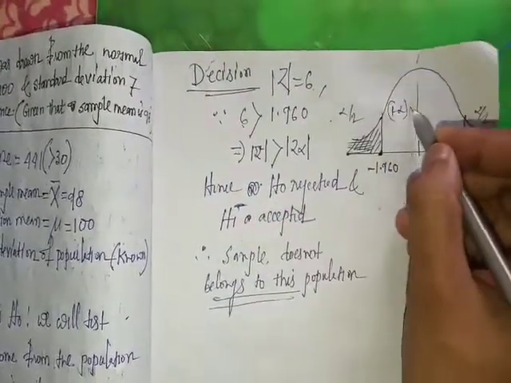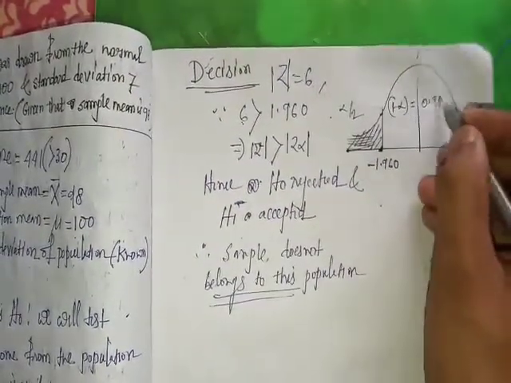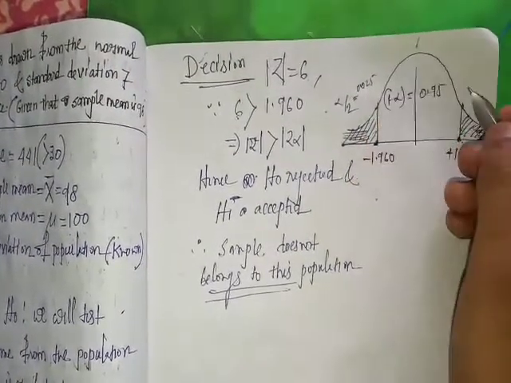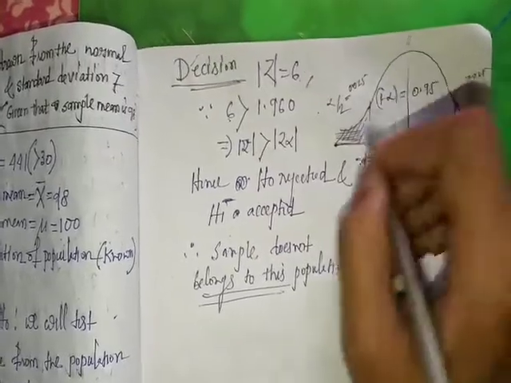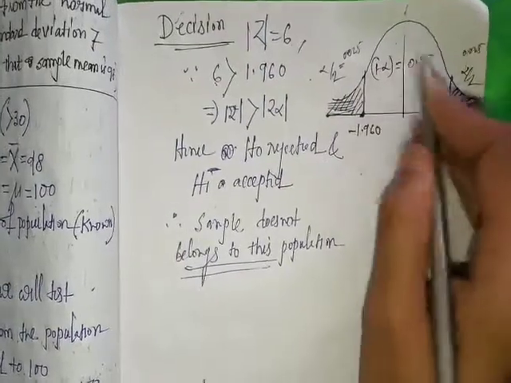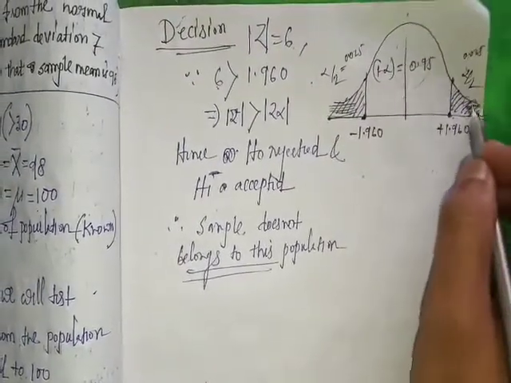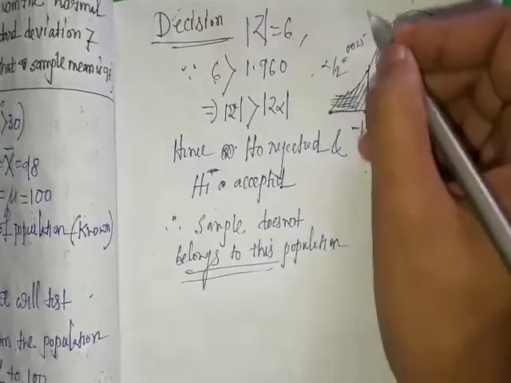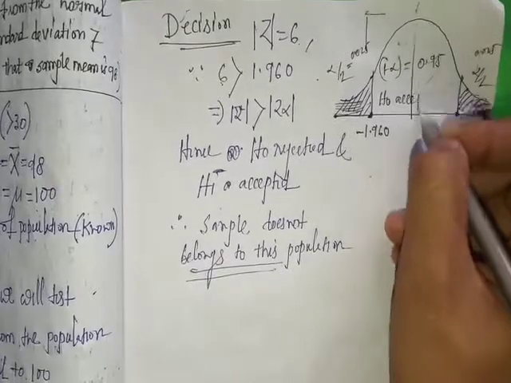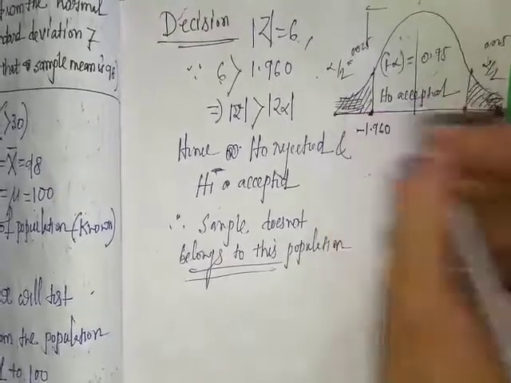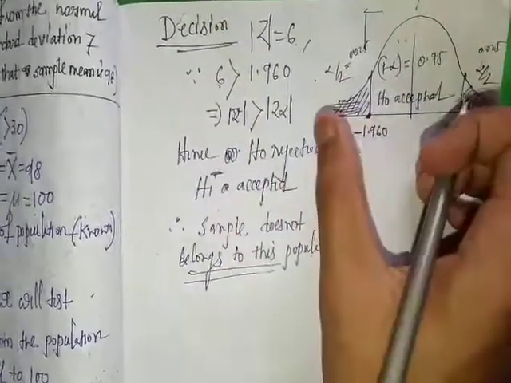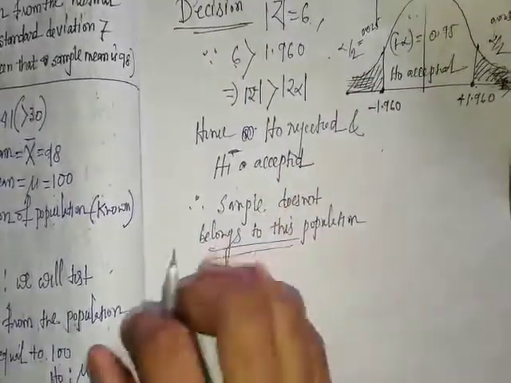This is 1 minus alpha, meaning 0.95, and these two tail values are 0.025 each. In the middle region H0 is accepted, and in the tail regions H0 is rejected. Since 6 belongs to the rejection region, we reject the null hypothesis and accept the alternative hypothesis. So this is the required result: the sample does not belong to this population.